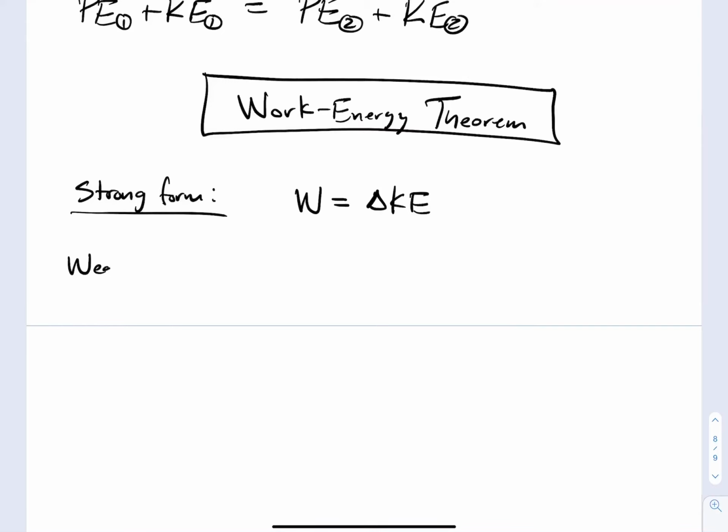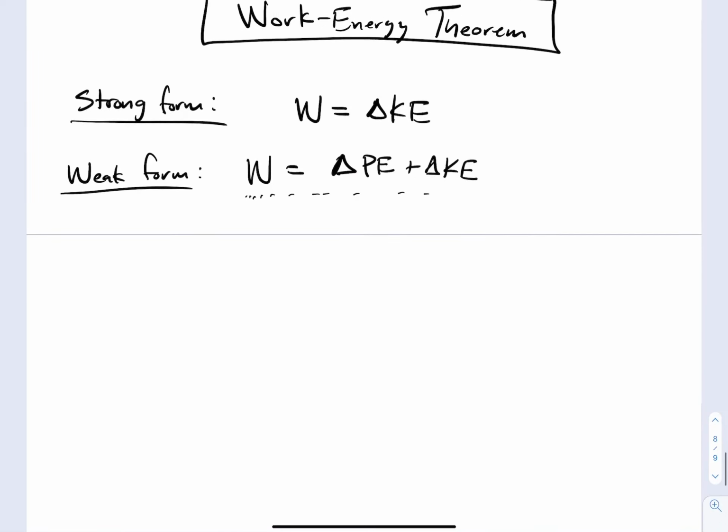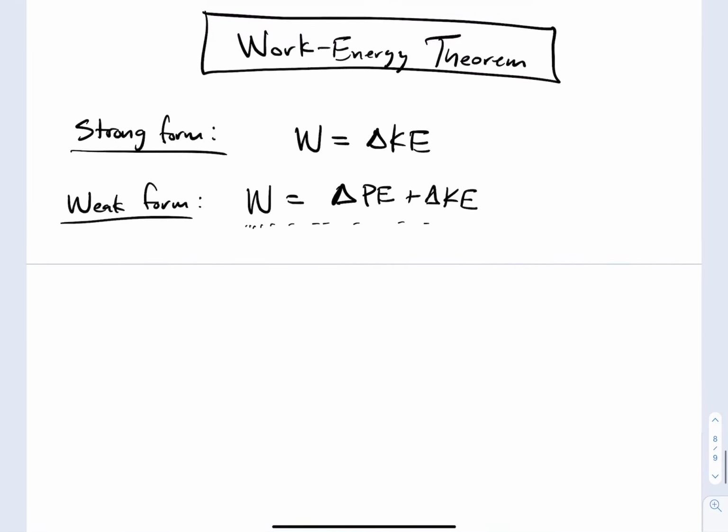There is a weak form, and this really comes from POCOE more than anything, but work is equal to the change in potential energy plus the change in kinetic energy. And if you were to break deltas into final minus initials, you could show that this turns into POCOE basically, but the work would be done by some non-conservative force normally. Anyway, that's a little bit much. We'll really be using the strong form anytime we can.